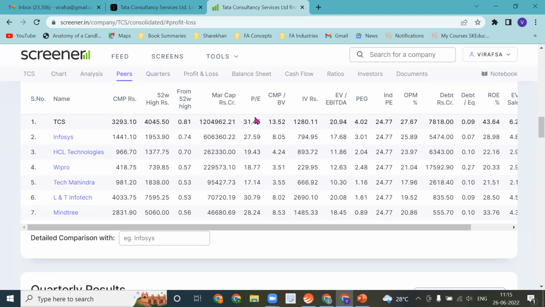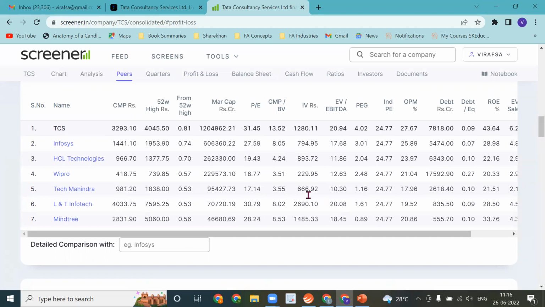Still, TCS being the market leader, it is high compared to Infosys, HCL Tech and Tech Mahindra. You can see this and this. They are the lowest from the PE valuation point of view, so they are fairly valued. See here, HCL Tech intrinsic value is 893 and here it is 966. Here it is 229 and here it is 418. Here it is 666 and here it is 981. Just 1.5 times, 1.1, 1.2 times more.